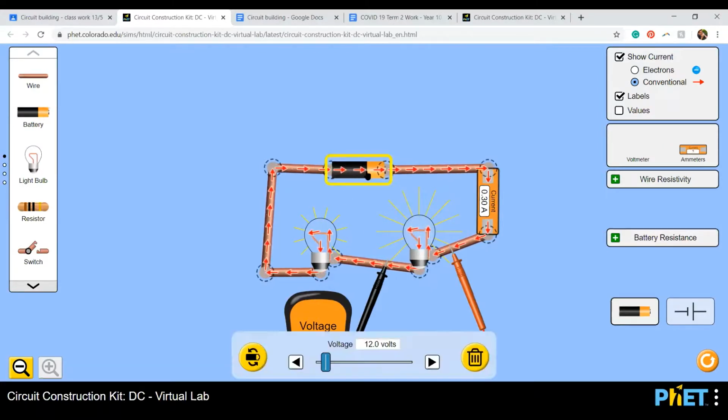Now watch this. If I switch the direction of the current, this one's still a brighter light bulb because it's still going to need more energy to drop over this light bulb. Okay.